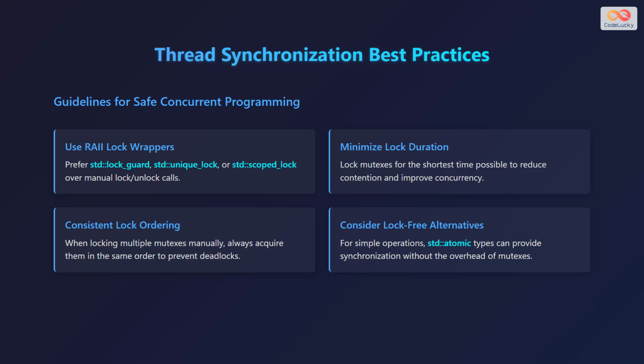Maintain consistent lock ordering by always acquiring multiple mutexes in the same order to prevent deadlocks. Consider lock-free alternatives like std::atomic types for simple operations to provide synchronization without the overhead of mutexes.